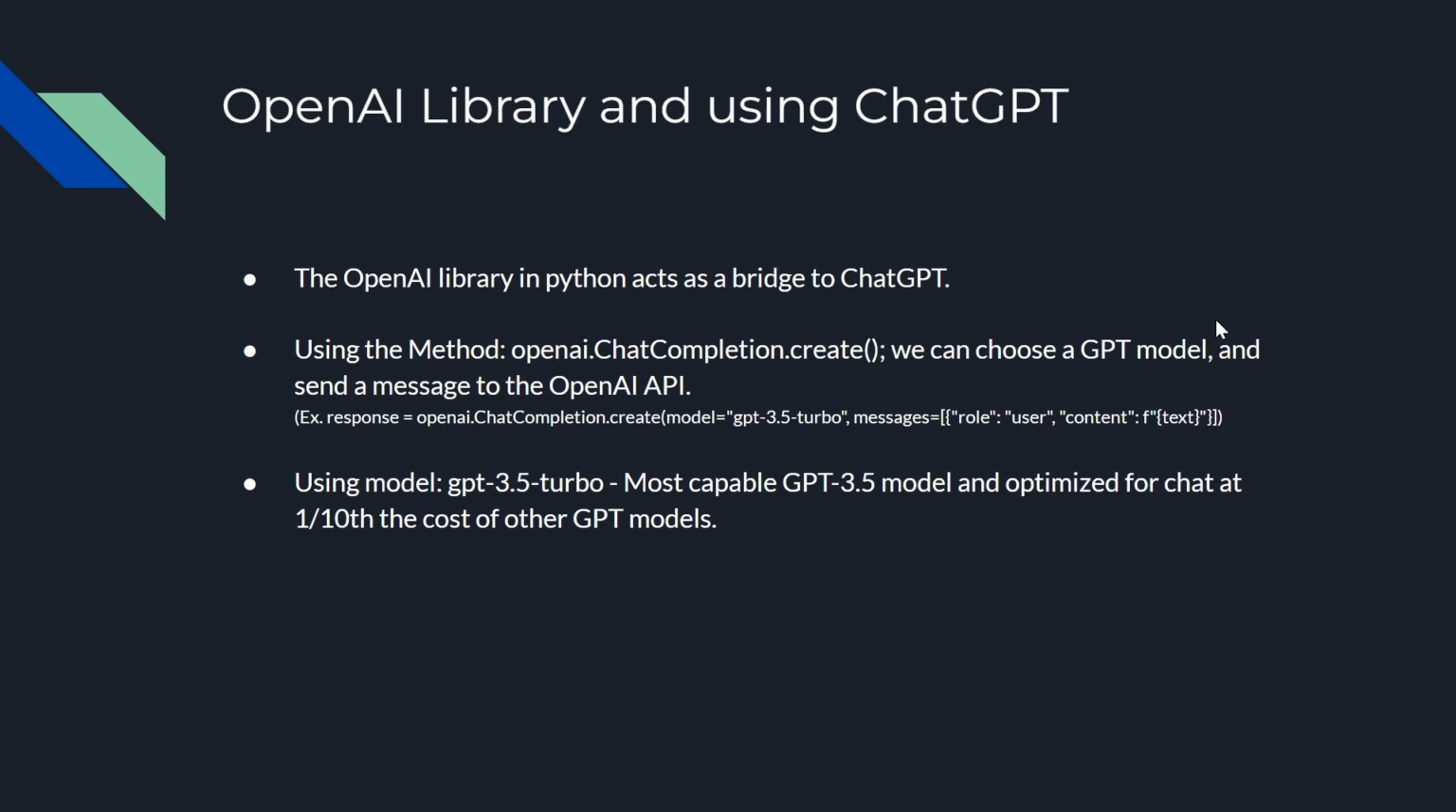And the OpenAI library is what we use to contact and communicate with ChatGPT. We use the method openai.ChatCompletion.create, and with that, we can choose a model and send a message to the API. You can see the example there. We chose the GPT 3.5 Turbo model, and within the curly brackets is the text that we would send in, and that would be our question or a command that we would send as a request to GPT.